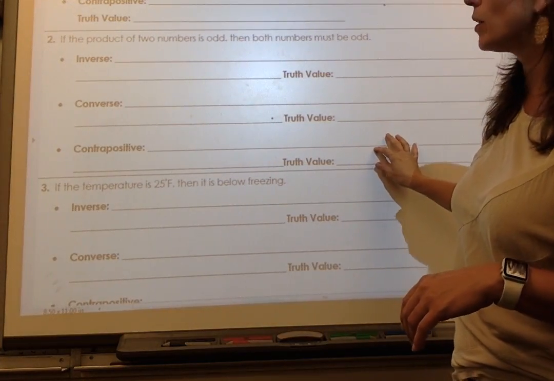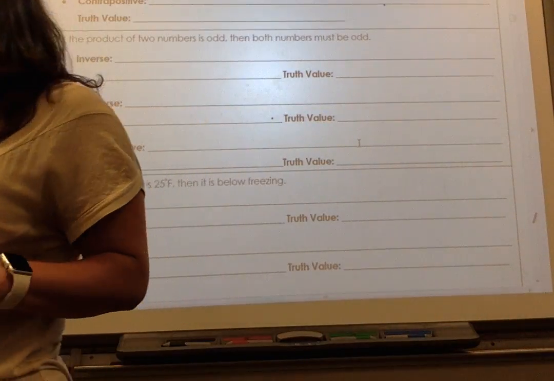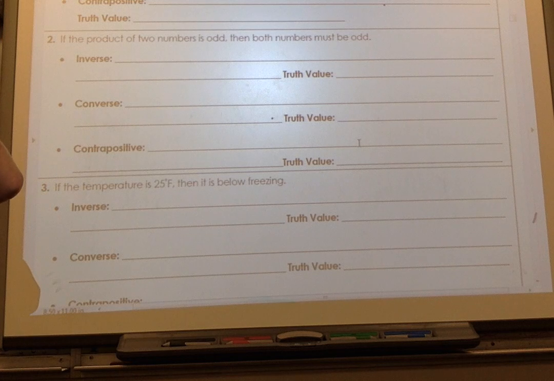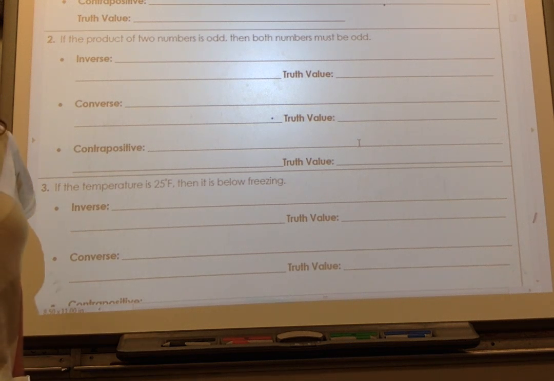All right, so let's do number 2 together. So I'm going to read you these answers. The inverse here for number 2 should be, if the product of two numbers is even, then both numbers must be even. And your truth value is false. 4 times 7 equals 28. That's just one example.